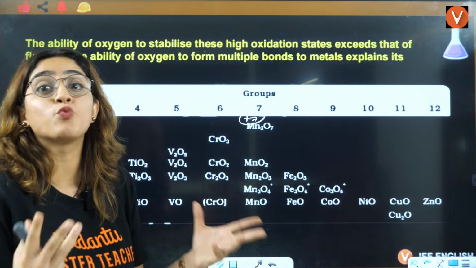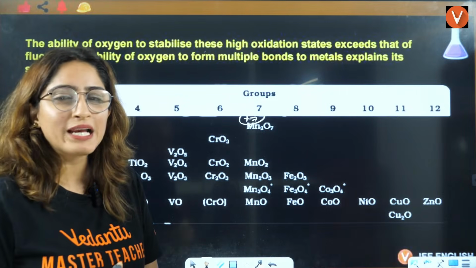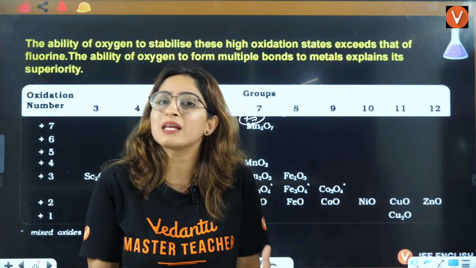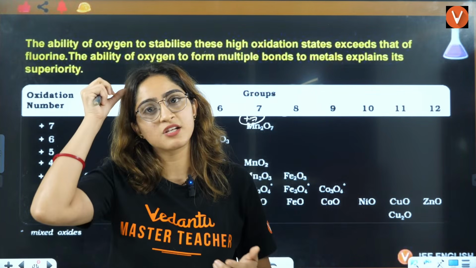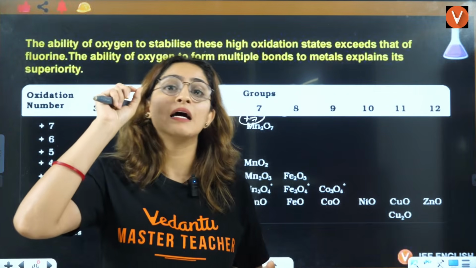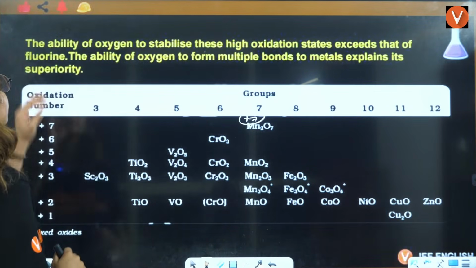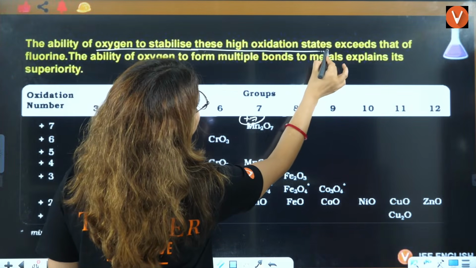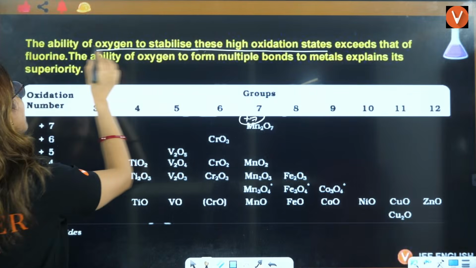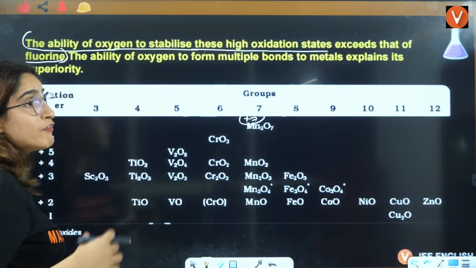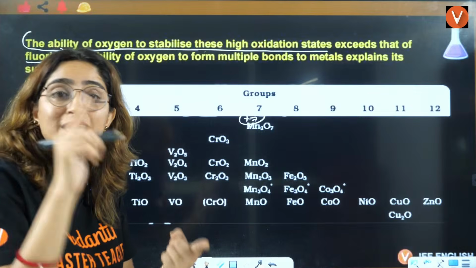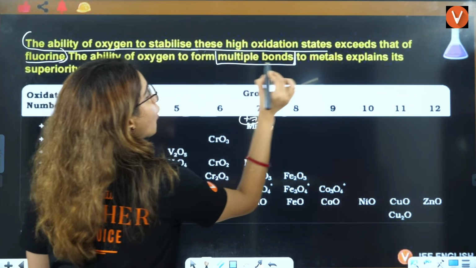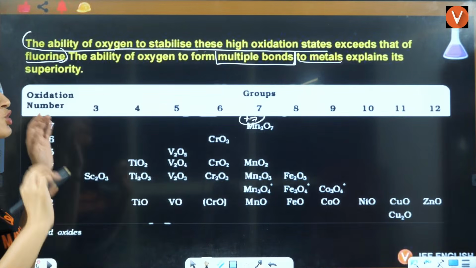Now the question is why? Fluorine was more electronegative, right? So fluorine should be able to do it. Why is oxygen able to make a higher oxidation state with manganese? Reason is its multiple bonds, okay? The ability of oxygen to stabilize these higher oxidation states exceeds that of fluorine. It is even more powerful than fluorine. Reason is their multiple bonds. It is its ability to form multiple bonds to the metal that explains its superiority.